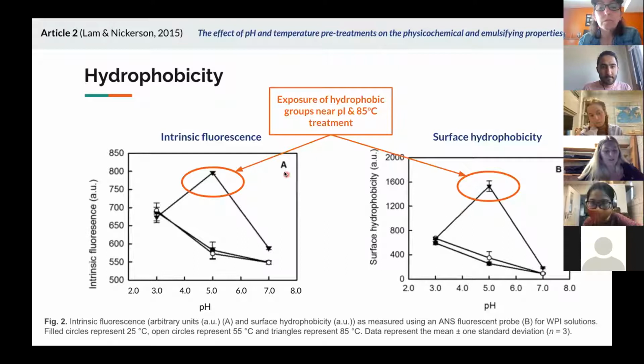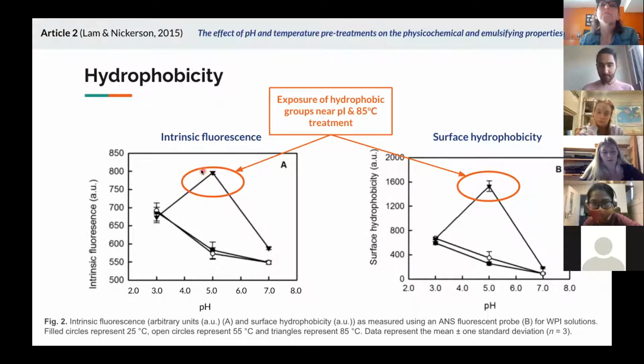Next, they looked at hydrophobicity, both intrinsic fluorescence and surface hydrophobicity. So intrinsic fluorescence measures the fluorescence of aromatic amino acids. There are similar trends for the 25 and 55 degrees C treatments, but the fluorescence intensity at pH 5 of the 85 degrees C treatment shows an increase in fluorescence intensity, which is due to the unfolding of the protein, exposing hydrophobic groups near the isoelectric point.